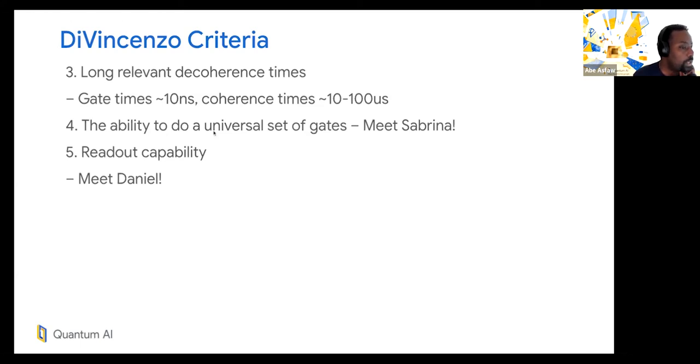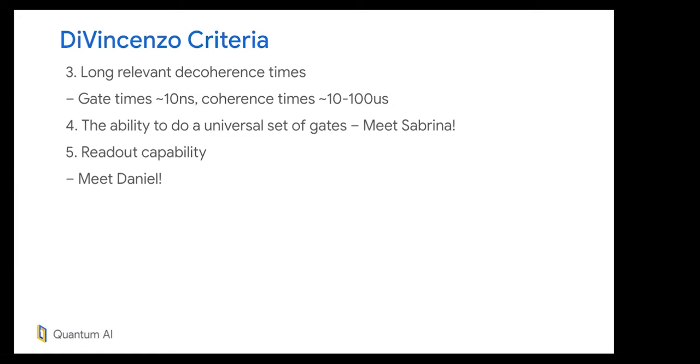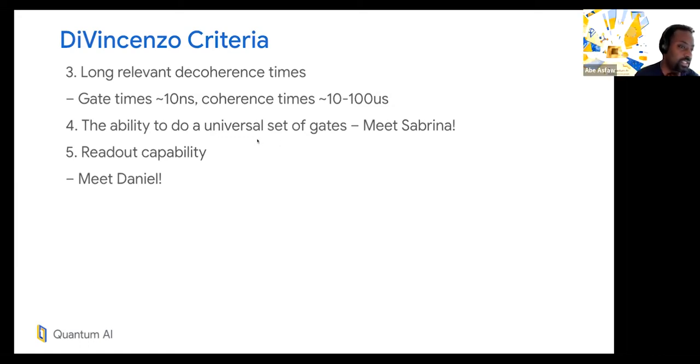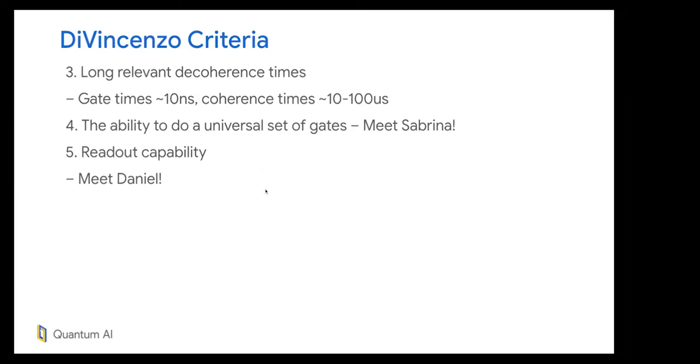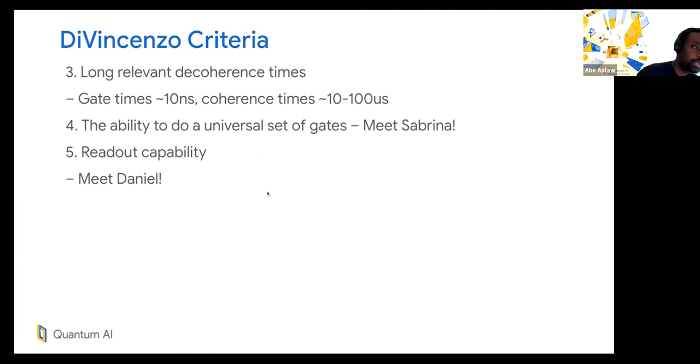So the fourth and fifth ones are related to being able to do a universal set of gates and to be able to read out the quantum computer. So to talk through these, I'll ask Sabrina and Daniel to take over. So maybe for the next section, we'll have Sabrina take over to tell us about gates and how we characterize them in the system.